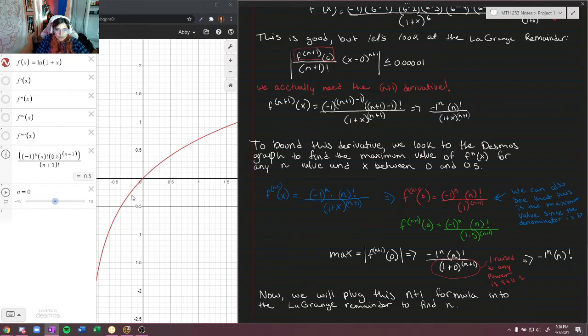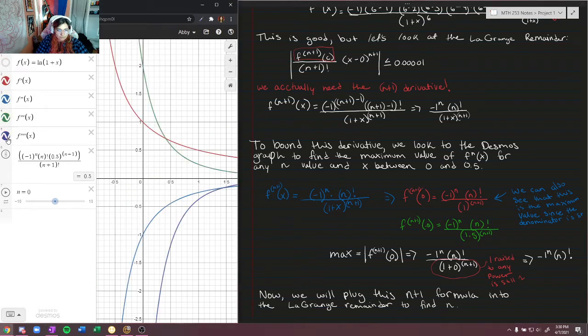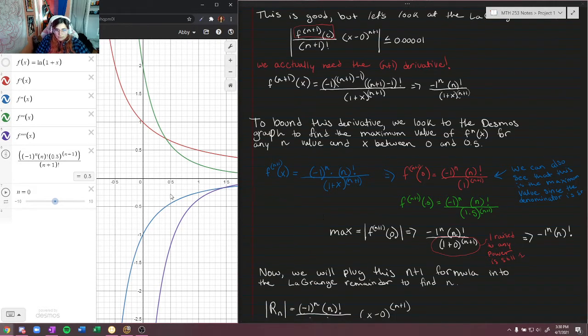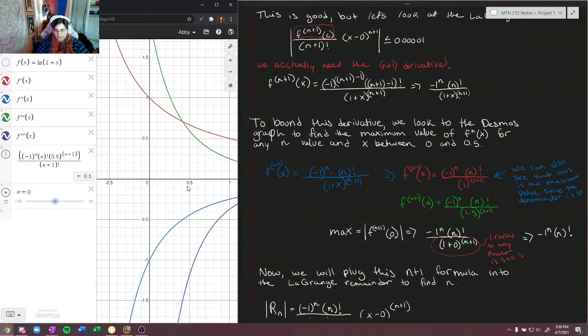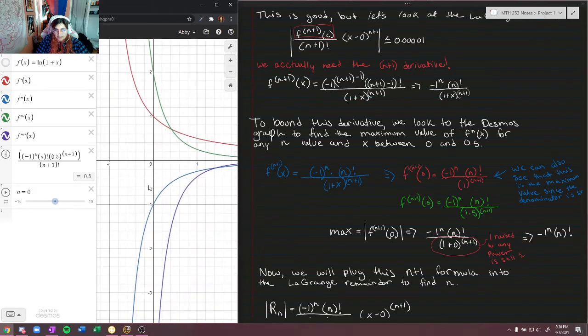If we look over at Desmos, here is the function we're looking at, and I have graphed the first 4 derivatives right here. When we look at this between 0 and 0.5, we can see that they're all decreasing to an asymptote at 0 on the horizontal. So the magnitude is going to be larger at 0 for all of these derivatives than at 0.5, because that's the point we're evaluating at. So in this range between 0 and 0.5, our magnitude is larger when it's at 0.